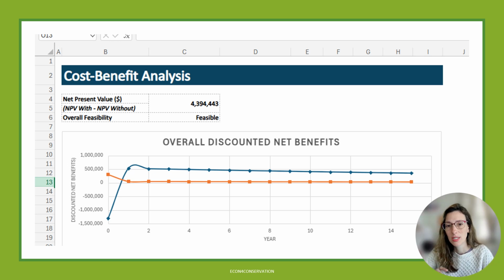Using this spreadsheet, which you can download and adapt to your own context, we calculate the net present value or net present benefit for each scenario. In this hypothetical example, we find that creating a protected area is a wise investment as it generates a net benefit greater than the current situation, that is, without the project. And the net present value with the project exceeds the net present value without the project by about $4.4 million.